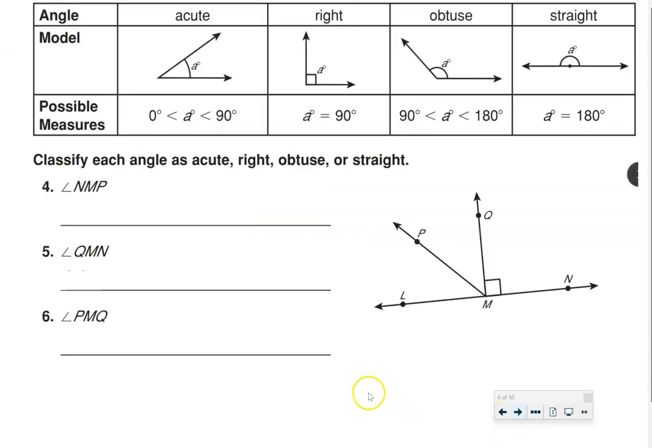All right, let's take a look at some different types of angles. Okay, we have an acute angle, which is between 0 and 90 degrees. We have a right angle, which is exactly 90 degrees. We have an obtuse angle, which is between 90 degrees and 180. And we have a straight angle, which is 180 degrees.